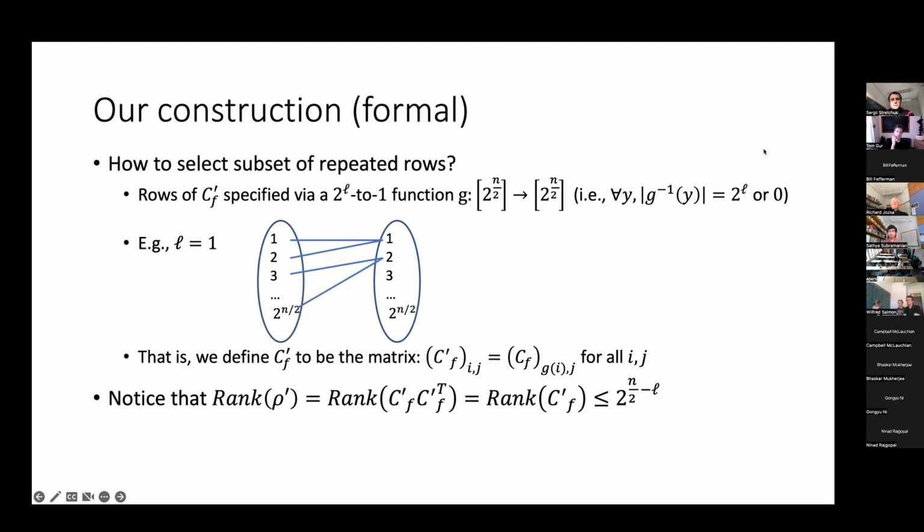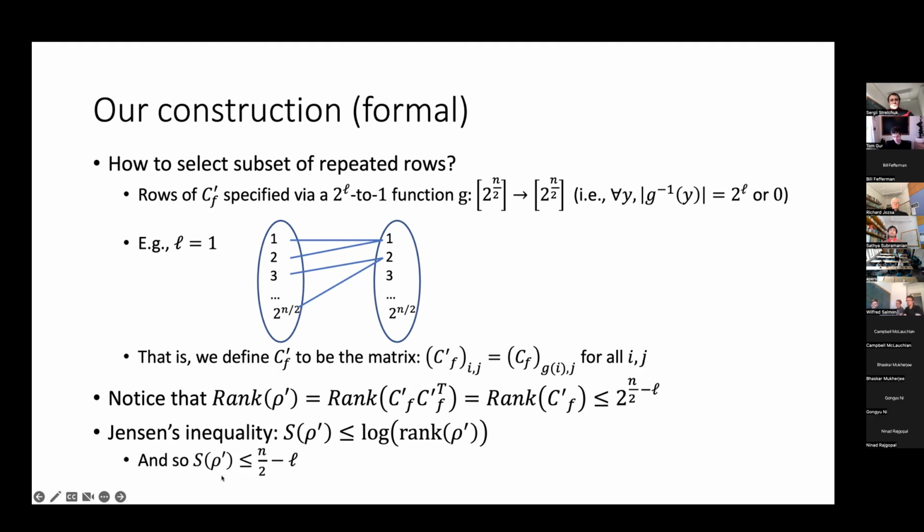Okay, now we still haven't answered Tom's question because of course I haven't told you how to construct this function G or how we should choose L, right? But other than that, any questions about what I'm talking about? All right, so let's do that. Sorry, maybe I didn't quite finish. So by Jensen's inequality, the entanglement entropy of this new density matrix rho prime is less than or equal to log of the rank of rho prime. And so for us, it means it's less than or equal to n over 2 minus L.